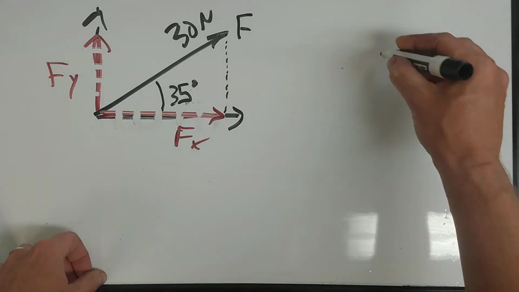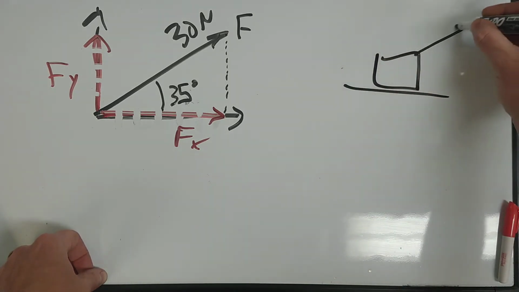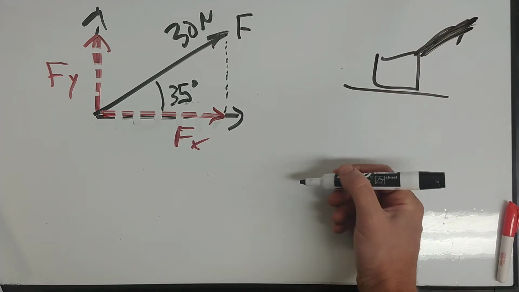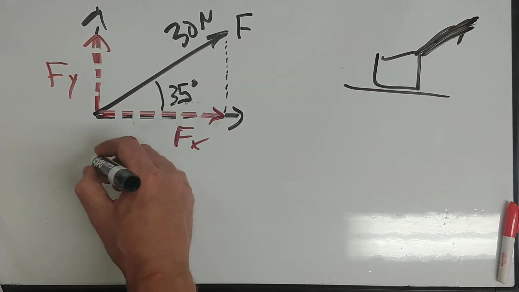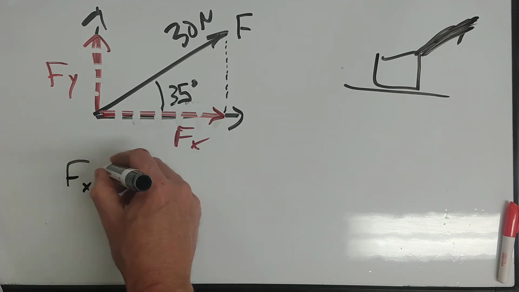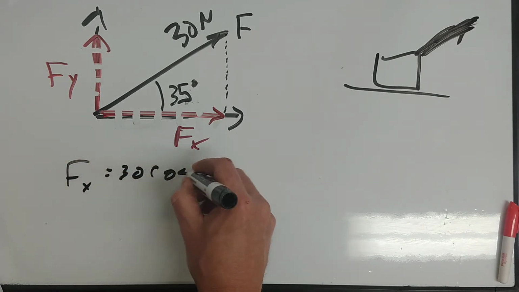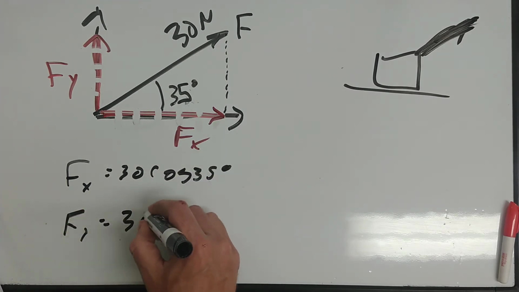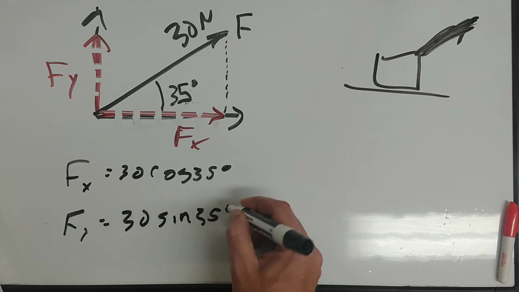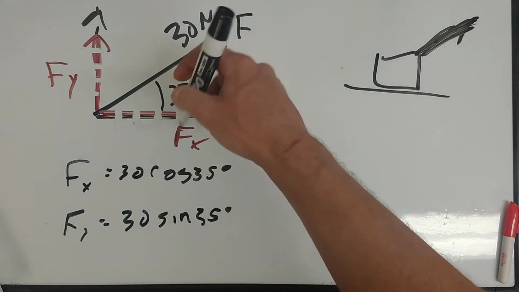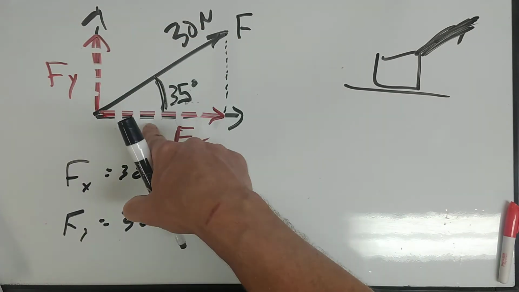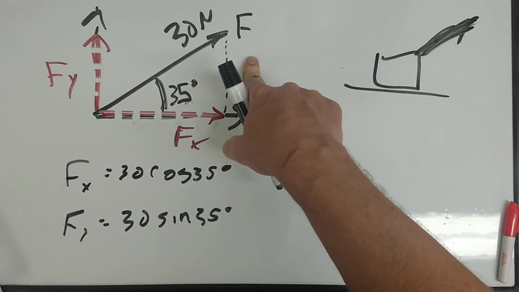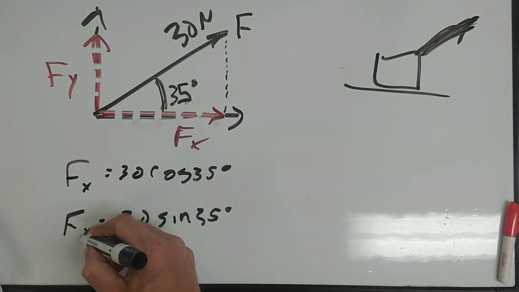In this case, maybe it's a block being dragged across the ground with some rope, right? Maybe that's what is happening here. So if I want to find Fx and Fy, I'd say, okay, Fx equals 30 times the cos of 35. Fy equals 30 times the sine of 35. I jump right to that. As long as the angle is referenced to the x-axis, the adjacent side we use the cosine, the opposite side we use sine. So Fy and Fx.